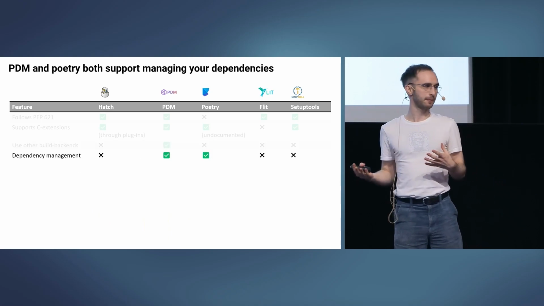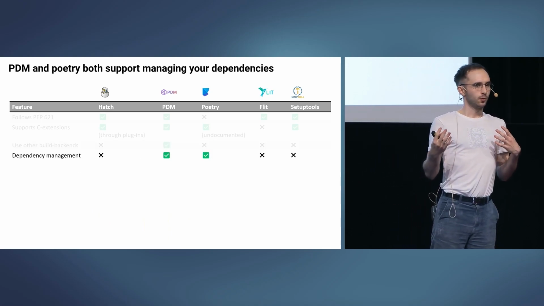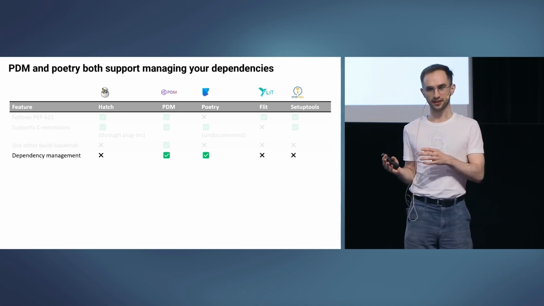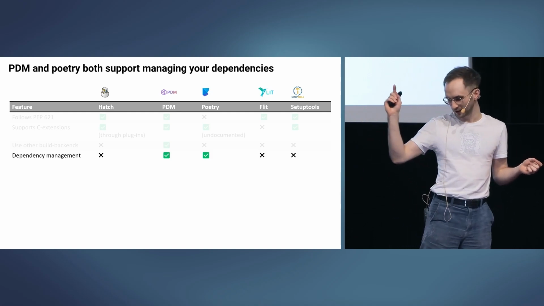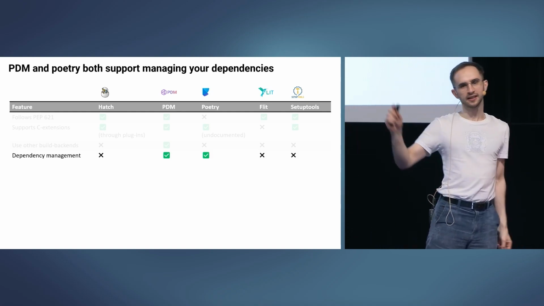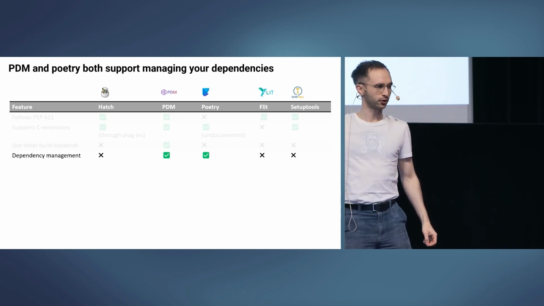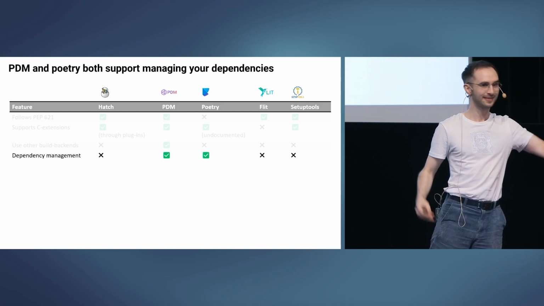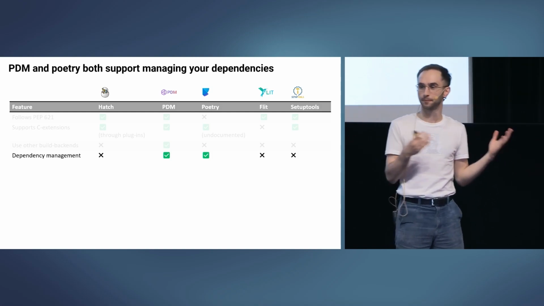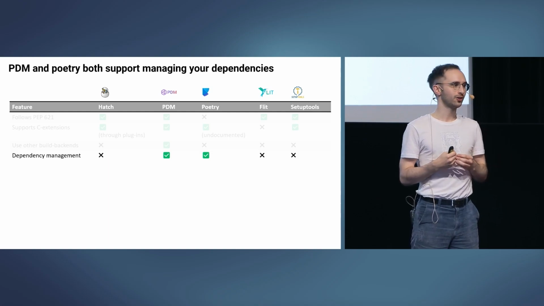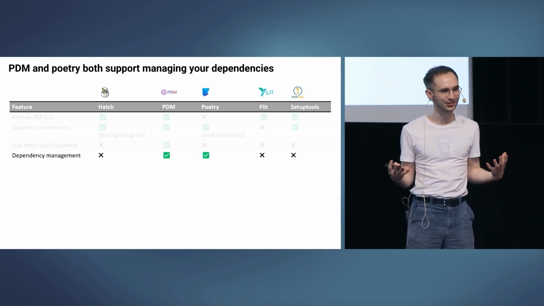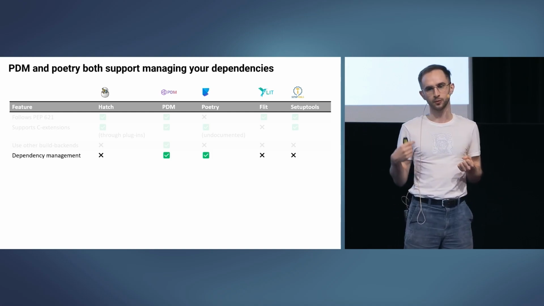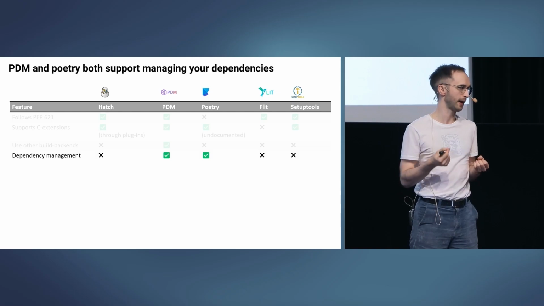Next up is dependency management. When you're creating a library, you want to make sure dependencies are compatible. So let's say you have two dependencies, dependency A and dependency B. Dependency A needs Pydantic version 2, and dependency B needs Pydantic version 1. These two cannot coexist in the same project. So you'd like a build system that tells you that, hey, you can't have these two. And currently, only PDM and Poetry will do dependency resolution this way.